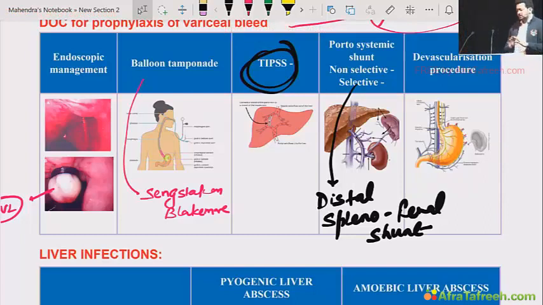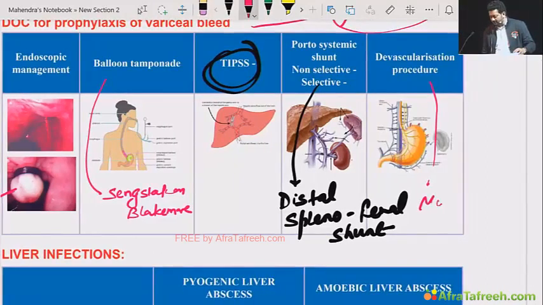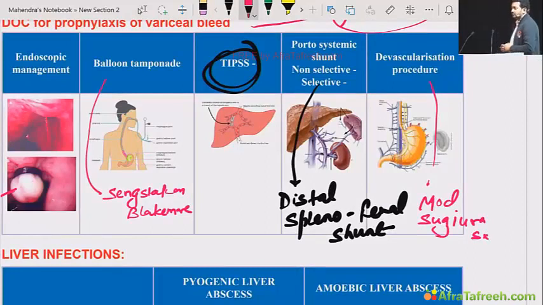And if all these procedures fail and the patient is having severe bleeding, then to save the life of the patient, that is the last resort, devascularization procedure. The name is modified Sugiura surgery, in which you will transect all the venous drainage to the proximal stomach and the distal esophagus and do a splenectomy. So this is how you manage a variceal bleed.